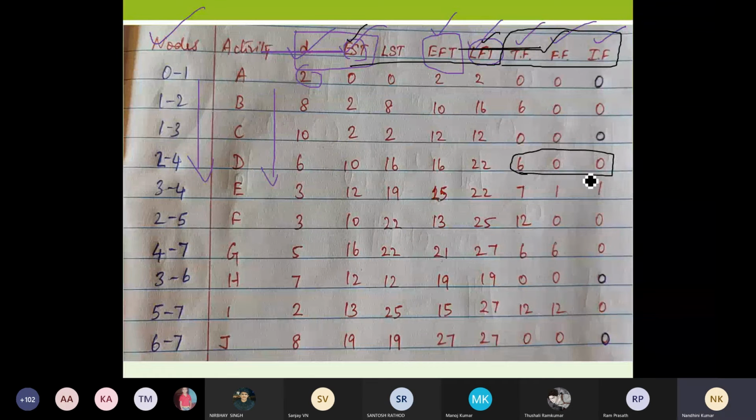And I am mentioning this independent float as 0. So you should not mention the negative values. You should mention only 0, and you have to just close it off. This is how you are going to calculate your independent floats for all the set of activities. After calculating, now you're going to identify your critical path.